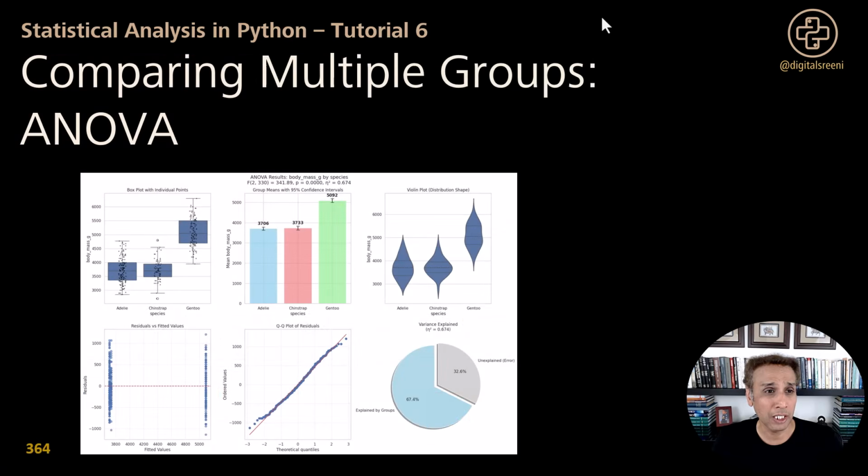Okay, jumping into today's topic, we are going to compare multiple groups using ANOVA. Until now, in the last couple of tutorials, we looked at comparing two groups using a t-test, for example, or a paired t-test if the two groups are paired, before and after, or the U-test in the last tutorial if it's non-parametric, and so on. But now, let's say we have multiple groups, not just two.